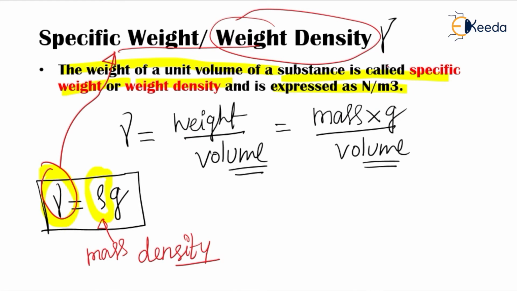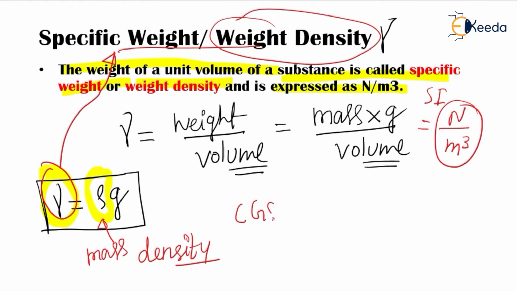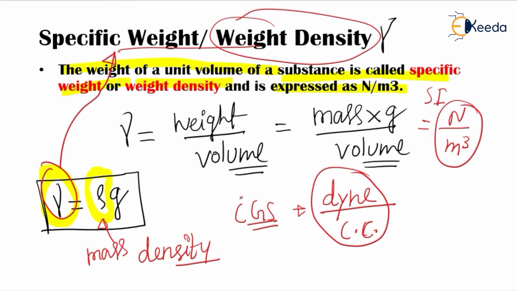Now the unit we have already written. Because weight can be given in Newton and volume in meter cube, we will write Newton per meter cube in SI unit. Remember this. But what will be the CGS unit? In CGS unit, weight can be represented as dyne. The unit of weight will be dyne. Weight is a force, and again volume will be given in centimeter cube, so we will write CC. So remember this, dyne per centimeter cube is the CGS unit of weight density.